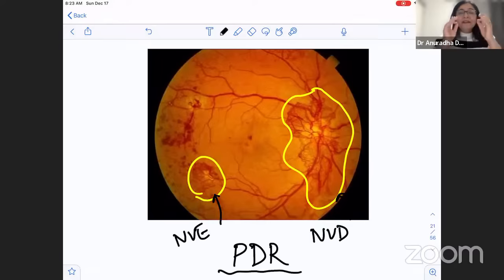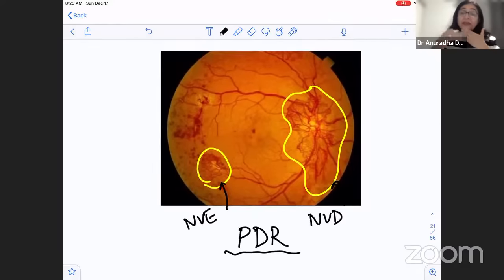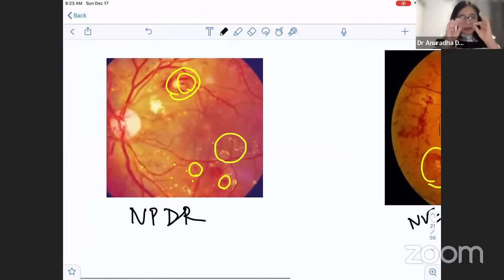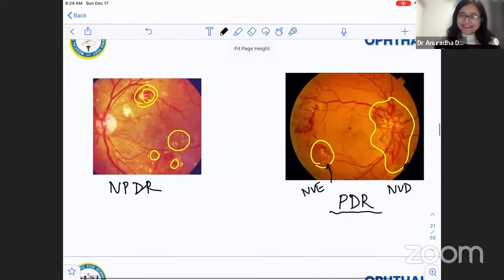The treatment of proliferative diabetic retinopathy is pan-retinal photocoagulation laser. Whereas in NPDR, you will make the patient have good control of blood sugar as well as frequent checkups, so that in case it progresses to the PDR stage, then you will do the treatment. And for diabetic macular edema, you will do either focal or grid laser, or you can give anti-VEGF treatment also. Perfect. So this was all about diabetic retinopathy.